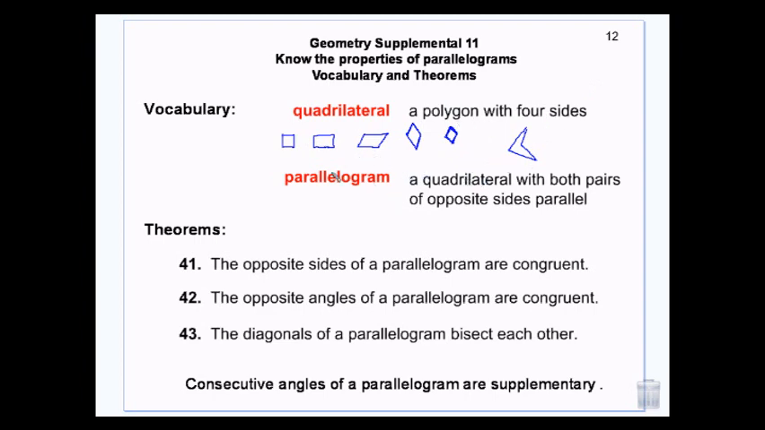A parallelogram is a special kind of quadrilateral where opposite sides are parallel. So these two sides are parallel and these two sides are parallel. Parallelogram. Now, in addition to a parallelogram like this, a rectangle is a parallelogram and a square is a parallelogram. That's not a square. That is not a square.